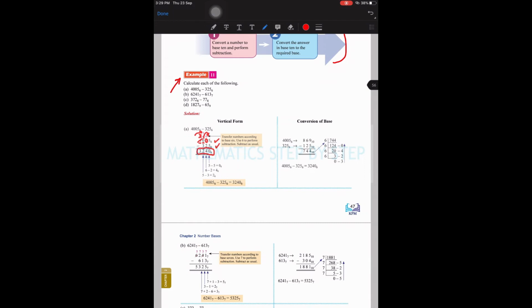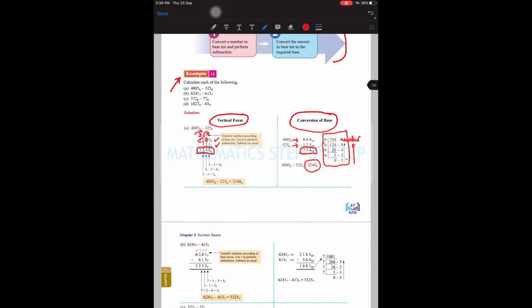So again, I prefer this vertical form method because I feel it is less time consuming, okay? So if you prefer this conversion of base, you can do so. First, you will convert 4005 base 6 to a number in base 10, and also convert 325 base 6 to a number in base 10, then you minus, then you get this. But do not forget to convert it into a number in base 6, okay? So all these are the remainders, and we read from bottom to top, okay? So we get the same answer also.